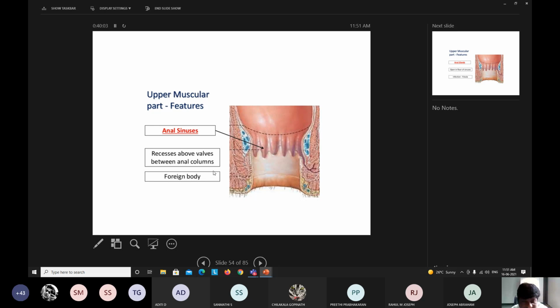These are the site of the foreign body. These recesses are the site of the foreign body.